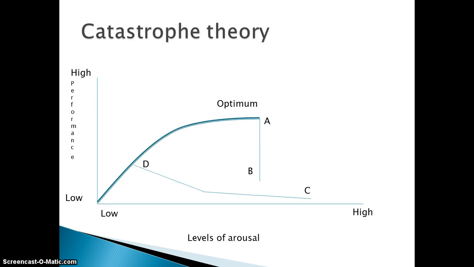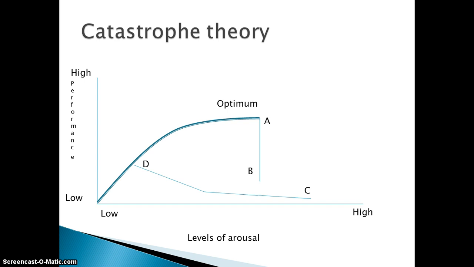Catastrophe theory. With the catastrophe theory, there is a level of arousal and level of performance again, but as you can see on the graph, at lower performance and lower levels of arousal, it tends to rise, and then as you hit your optimum, you tend to peak off a little. As you see, I've put an A, B, C, and D. These are the four points of the catastrophe theory.